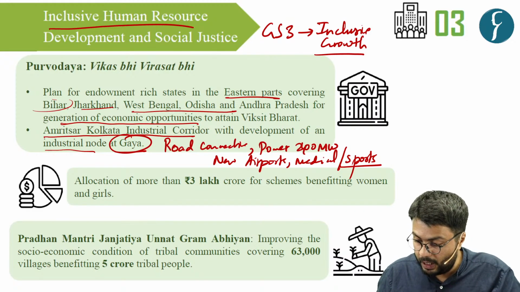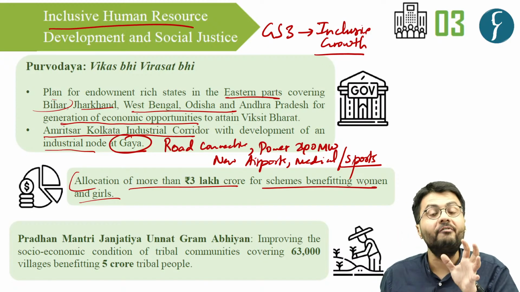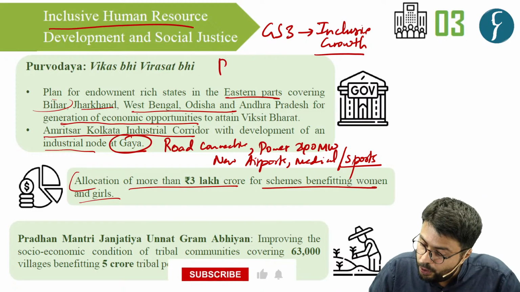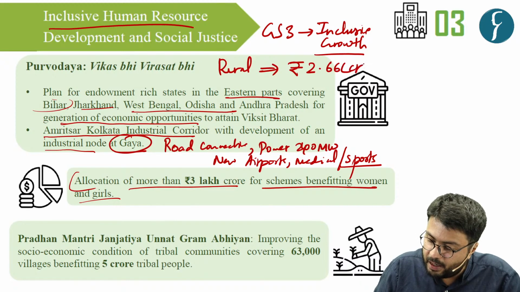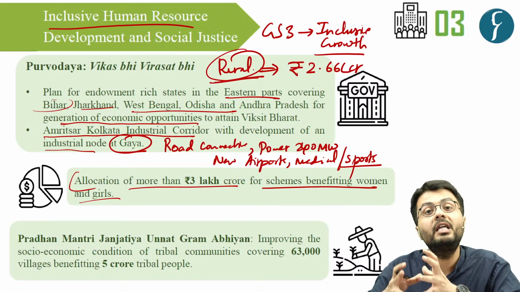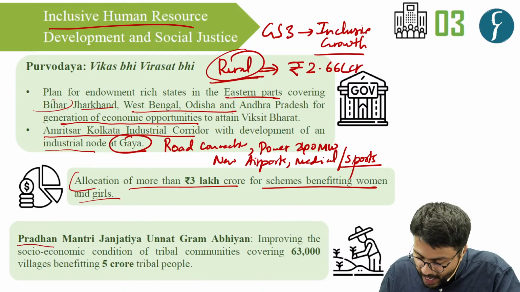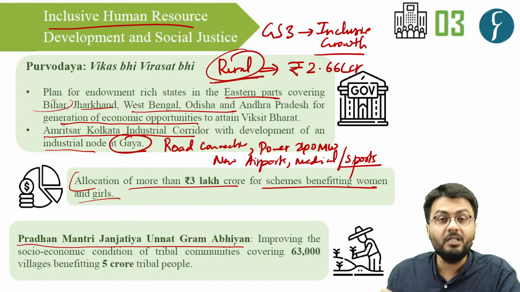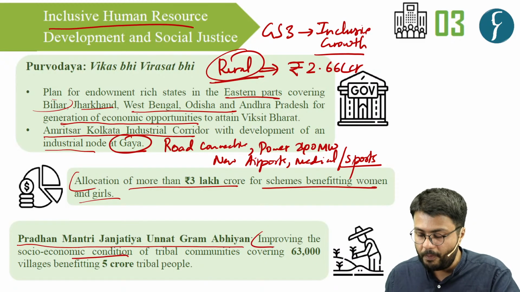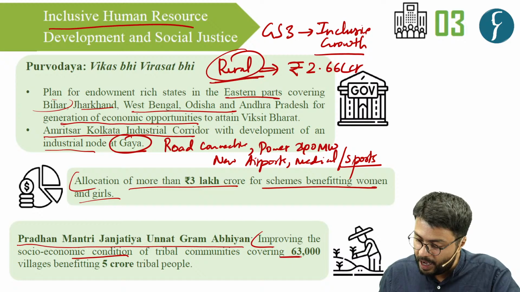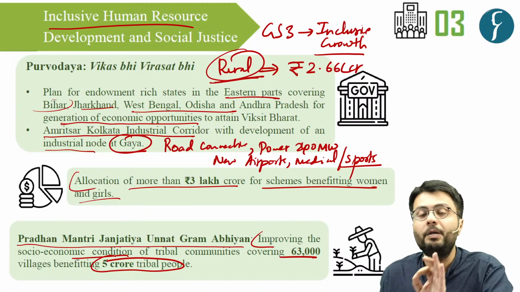Further, to promote women and girls, the government is allocating more than 3 lakh crores for schemes benefiting women in general. Also, as far as rural development is concerned, the government has made provision for as much as rupees 2.66 lakh crores for rural development in addition to creation of rural infrastructure. Now, as far as development of tribal sections is concerned, the government has brought forward the Pradhan Mantri Janjatiya Unnat Gram Abhiyan. Now, this scheme is intended to improve the socio-economic condition of our tribal communities in India, covering as many as 63,000 villages and will benefit as many as 5 crore tribal people.